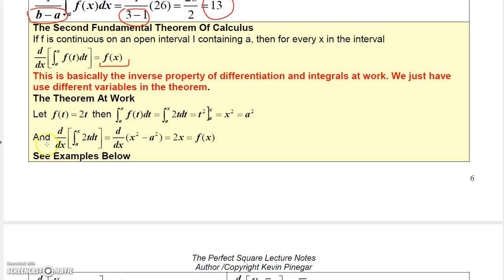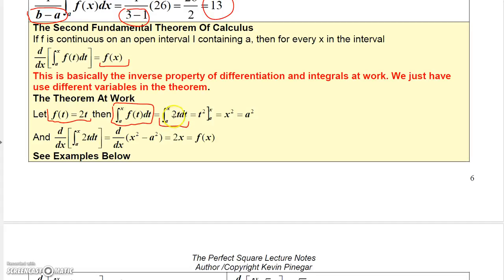Okay, so let's take a look at something here. Let's suppose that f of t is 2t. Now, what would happen if you evaluated this integral? In other words, what would happen if you evaluated the integral from a to x of 2t dt?